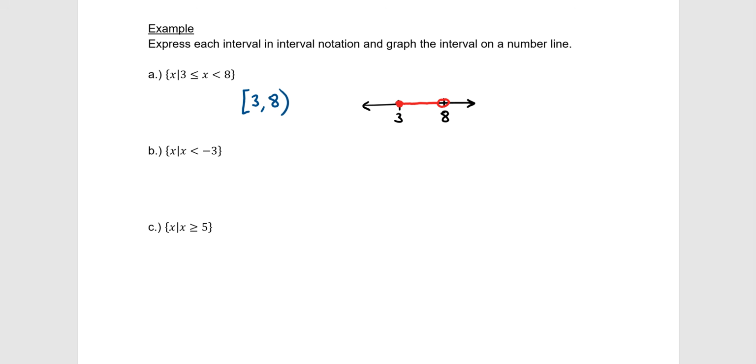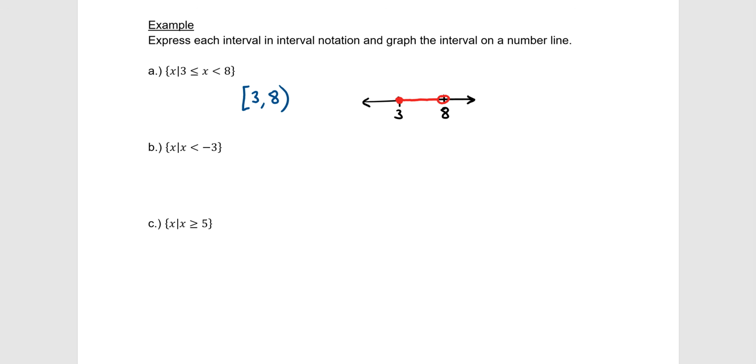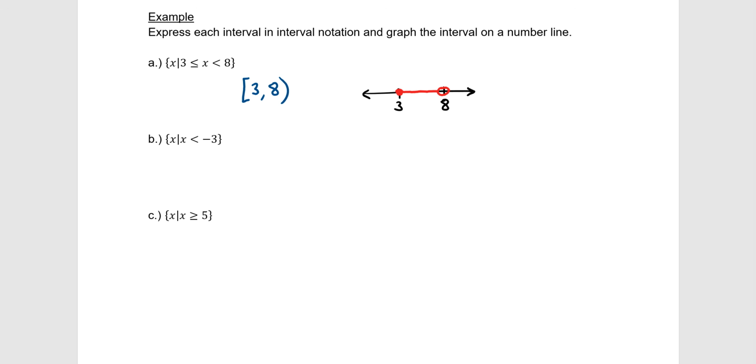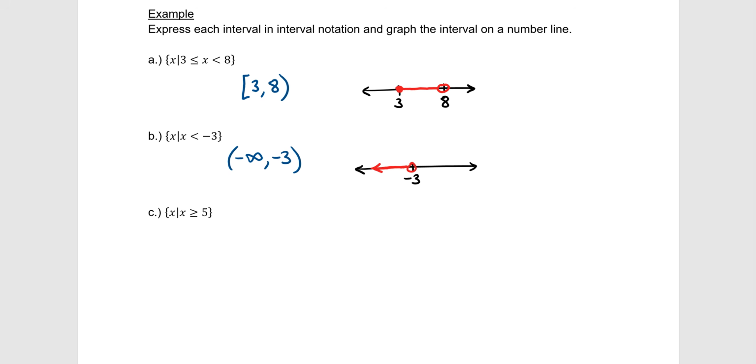Okay, next one we have the set of all x's such that x is less than -3. So less than -3 means it's going to go from -infinity to -3, not including the -3. And on the number line, it would look like this, arrow to the left indicating it's going to negative infinity, all the way up to -3 with an open circle.